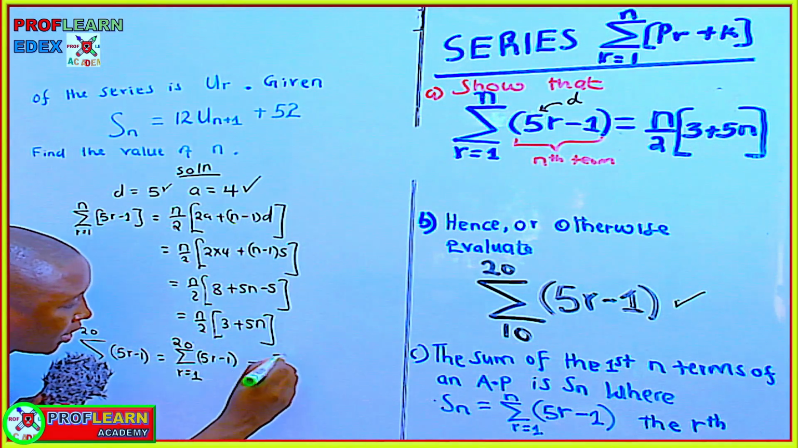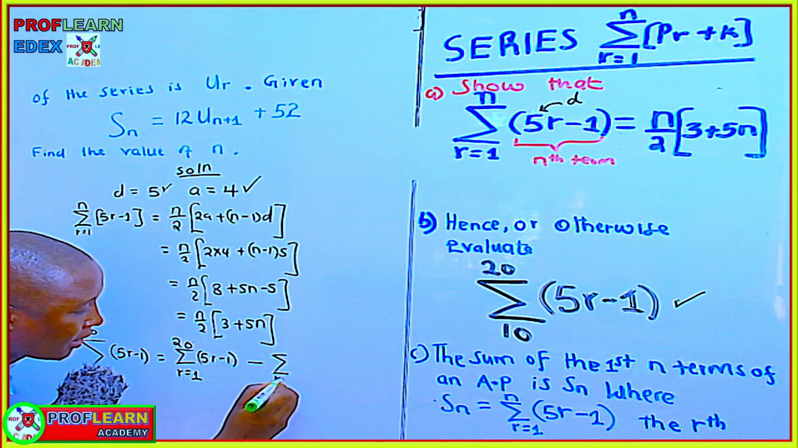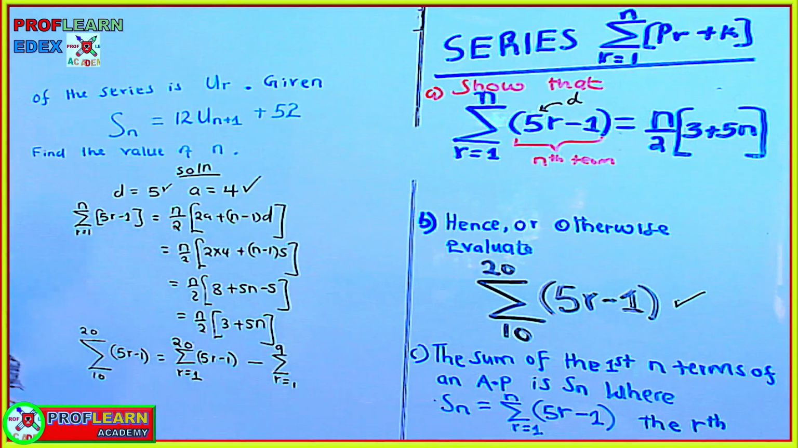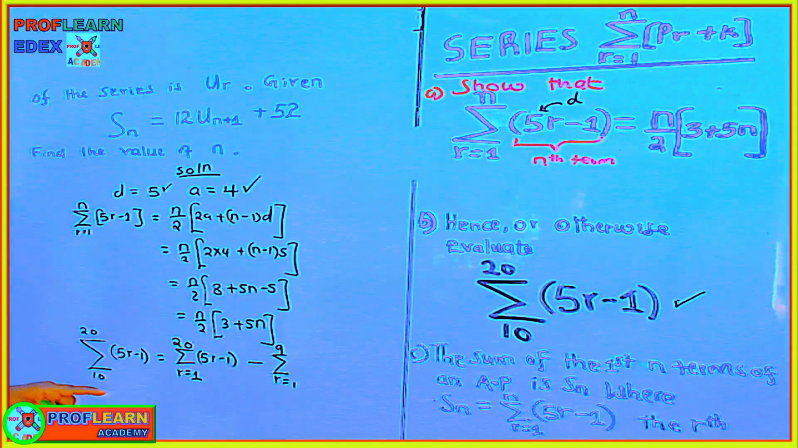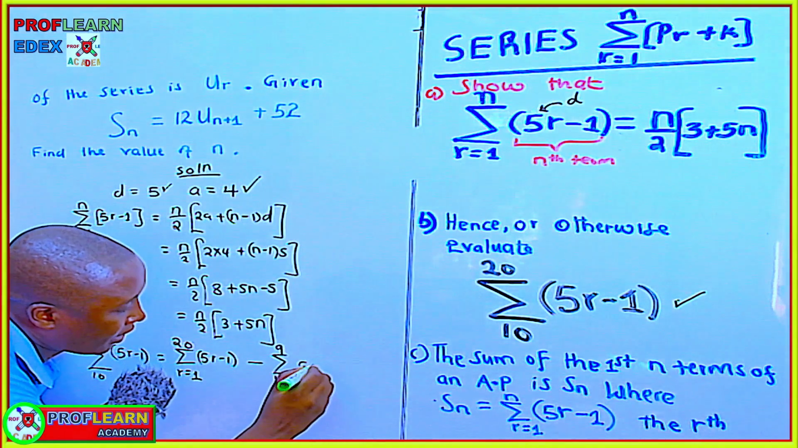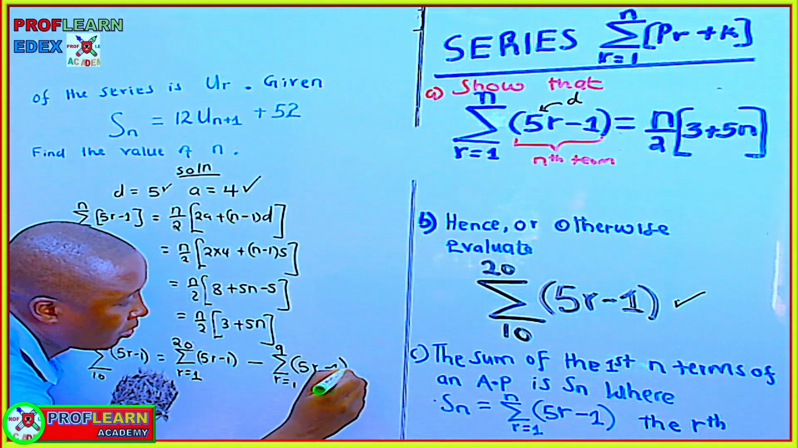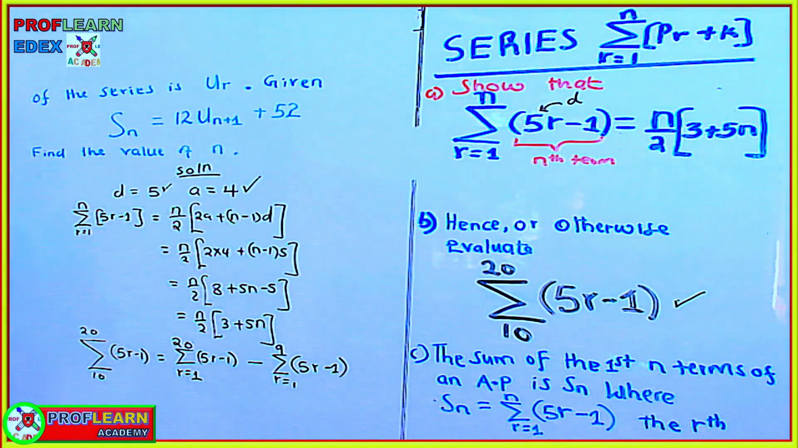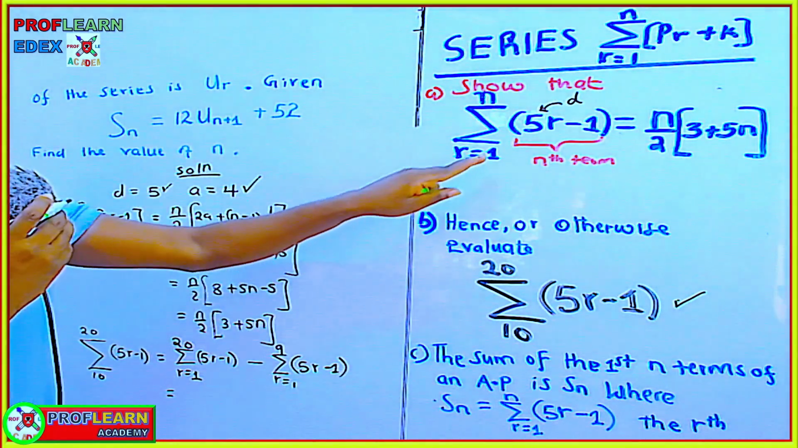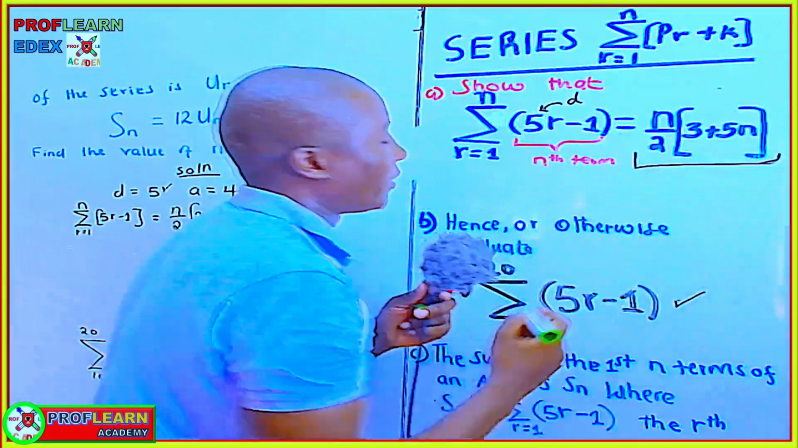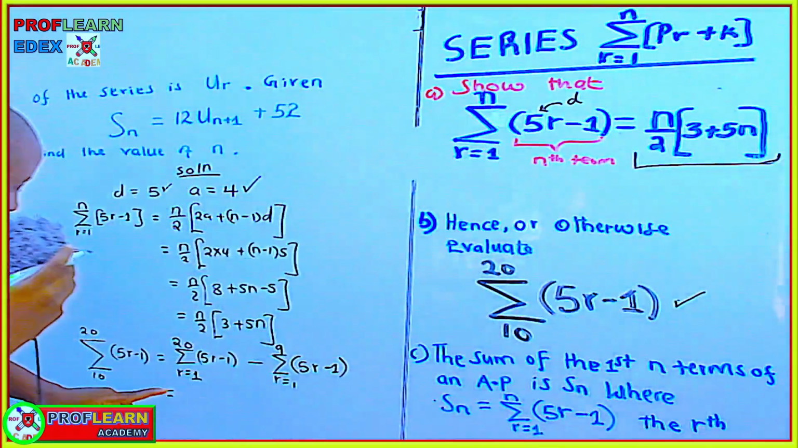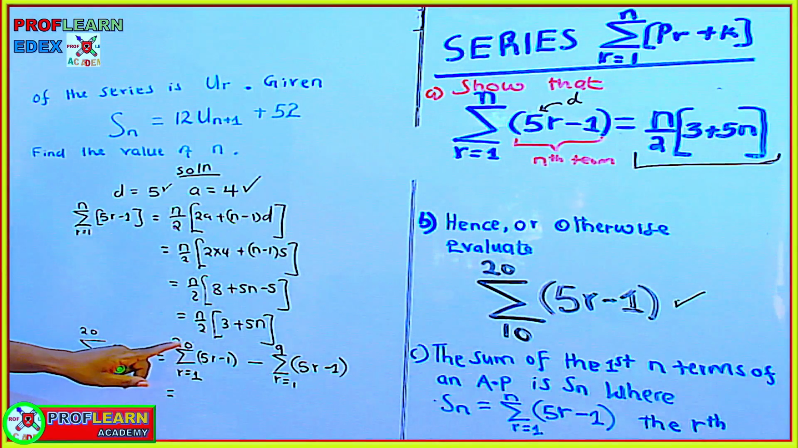Then we shall subtract, evaluating it from r equals 1 all the way to 9, just the number before this 10. This is going to be 5r minus 1. Now we are going to substitute. Evaluating from 1 to n is equivalent to this, right? So our n in the first case here is 20.